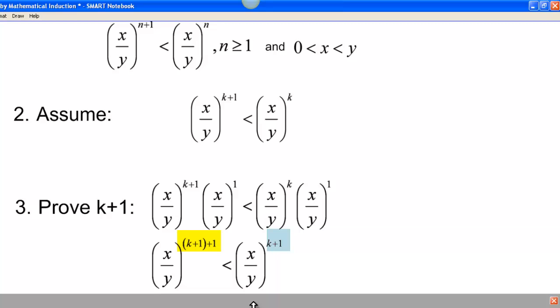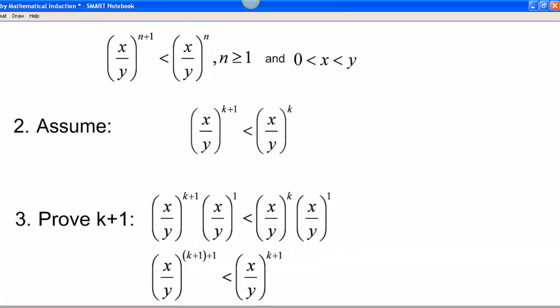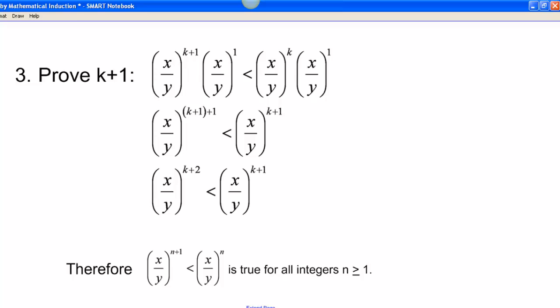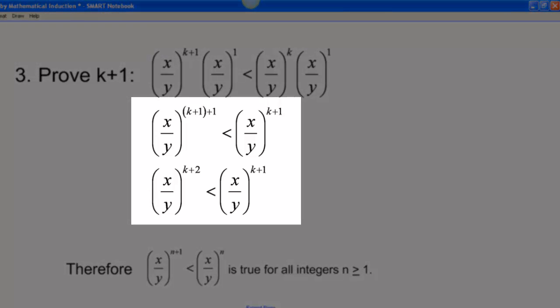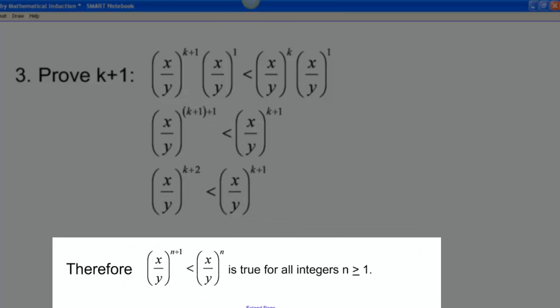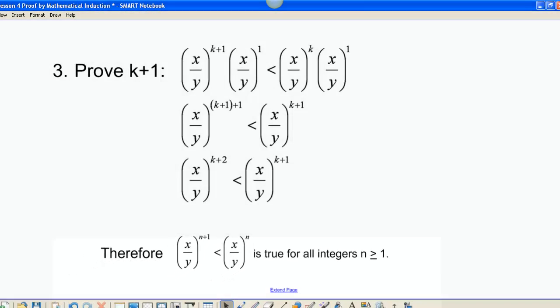So part 3, if I compare that to the original, I have shown that k plus 1, when inputted into the original inequality, is less than x over y raised to the k plus 1. So k plus 1 plus 1 is k plus 2. X over y raised to the k plus 2 is less than x over y raised to the k plus 1. So my original x over y raised to the n plus 1 is less than x over y raised to the n for all integers n greater than or equal to 1.